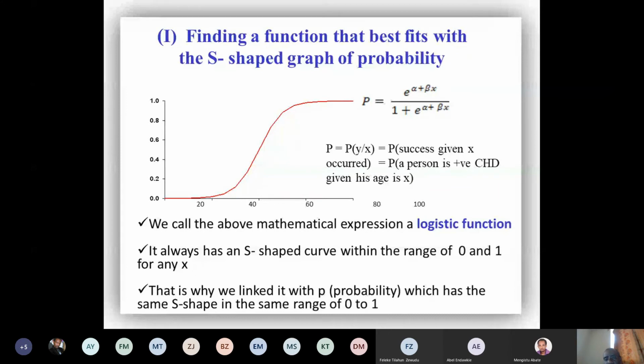So, of course, e to the power of alpha plus beta x cannot be negative. It's always positive because e is positive. So a very large positive number divided by a very large positive number is almost 1. 1 million divided by 1 million and 1 is what? It's almost close to 1. So it ranges between 0 and 1, and this is a very good opportunity to associate with probability. So this logistic function can be associated or approximated with probability.